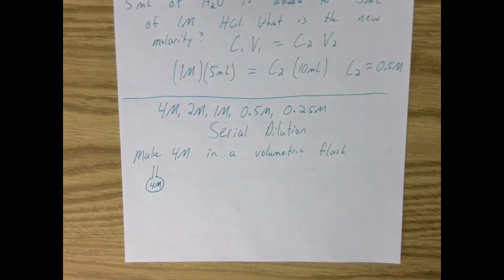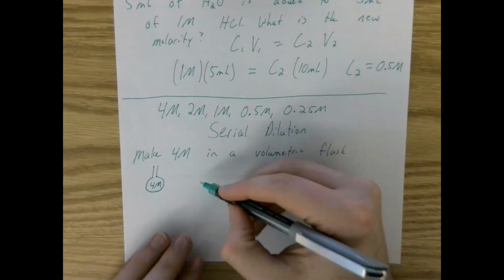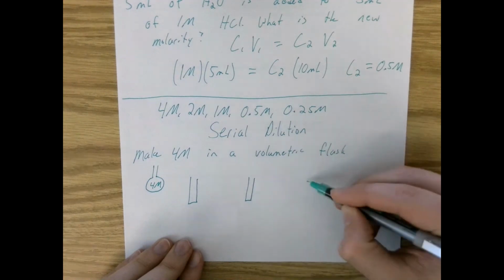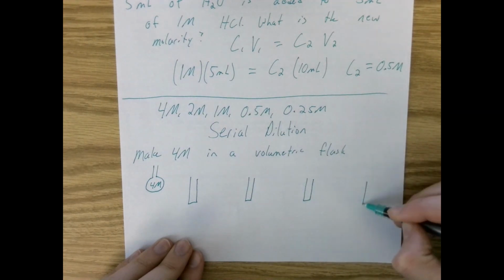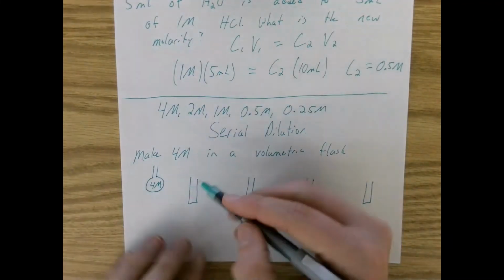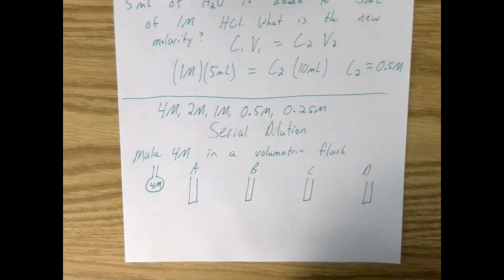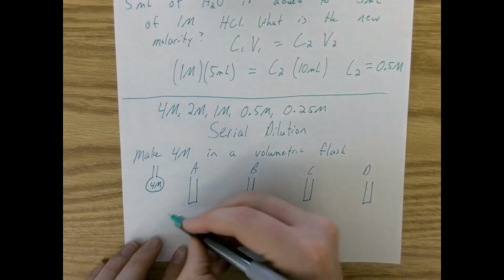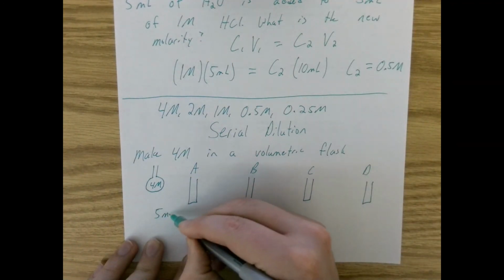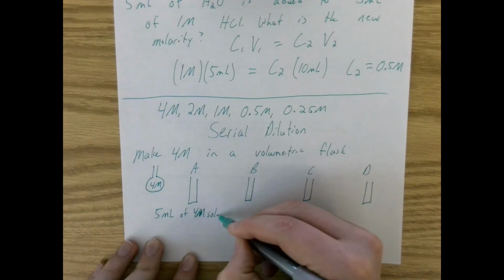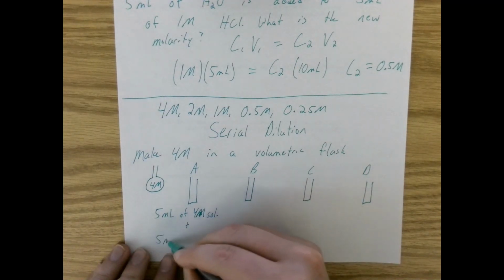Now instead of making a whole other liter for each of the other samples, I'm going to get 4 test tubes out. There's test tube 1, test tube 2, test tube 3, test tube 4. We'll call them A, B, C, and D. In test tube A, we're going to put 5 milliliters of 4 molar solution plus 5 milliliters of water.